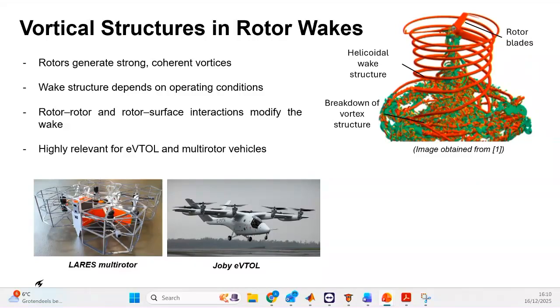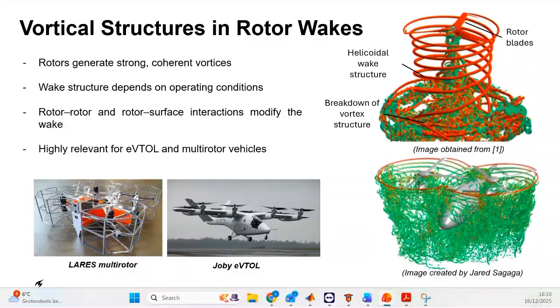This prototype, a large multi-rotor, was developed by my colleagues in Delft, and we perform many experiments in Delft. I also show you the Joby eVTOL because we are inspired by this kind of vehicle. If we want to work with this kind of vehicle, we need to understand what is happening with the rotor wake. Here I include a picture where we can see how the rotor wake can be modified if we introduce an additional propeller, or maybe consider the interaction with the structure itself.